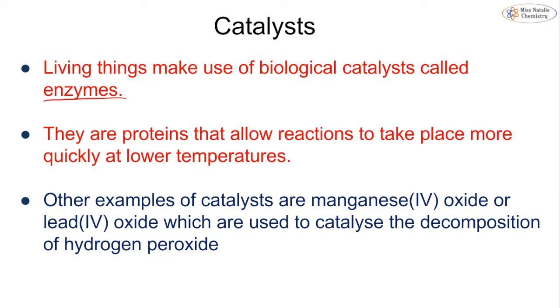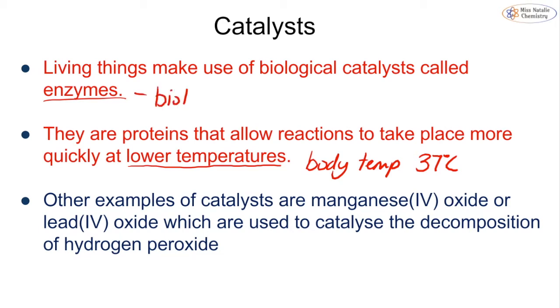And these are proteins that allow reactions to take place faster at lower temperatures. Because remember, our body temperature is roughly 37 degrees Celsius, and most of the reactions in our body wouldn't take place quick enough at this particular temperature. So we use enzymes in order to allow this reaction to happen because the enzyme acts as a catalyst. You'll learn more about that in biology. Other examples of catalysts are manganese oxide and lead oxide, which we use to catalyze the decomposition of hydrogen peroxide.